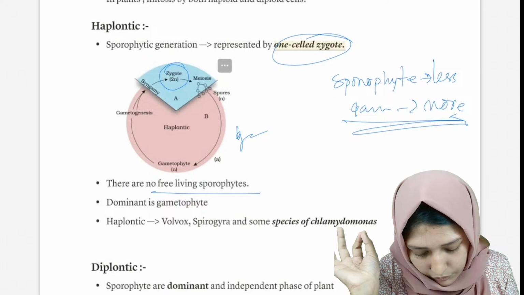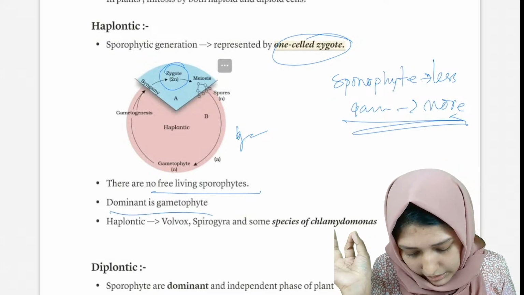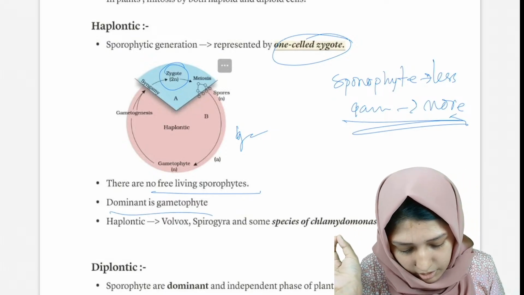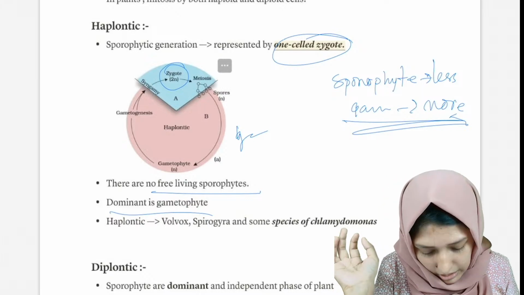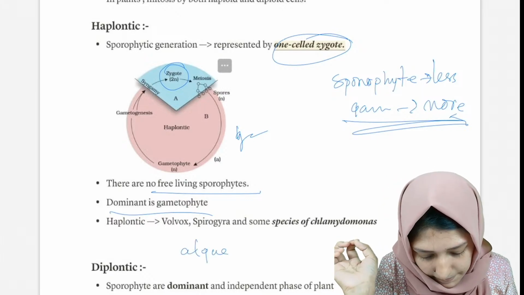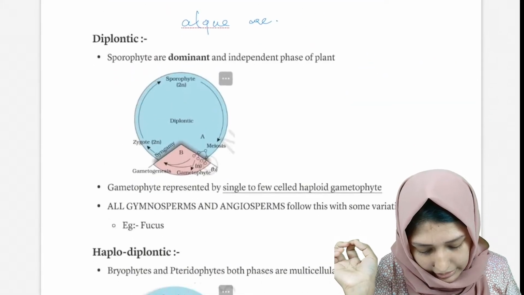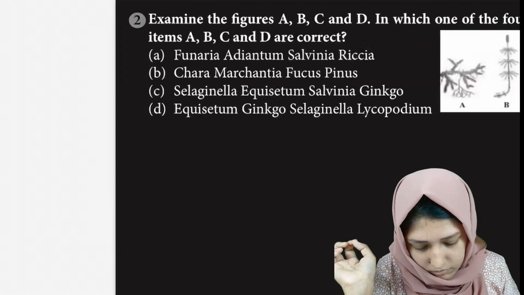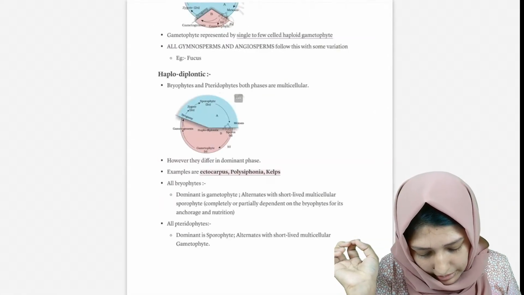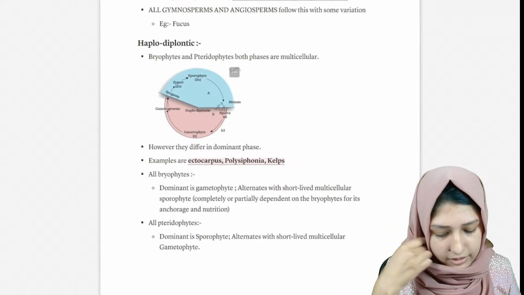There is no free living sporophyte, and the dominant phase is gametophyte. What are the examples of haplontic? It's algae. Algae are mostly haplontic.